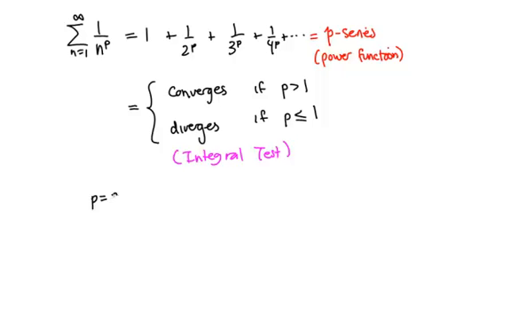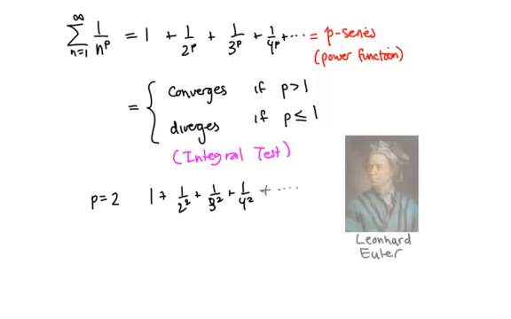When p is equal to 2, that's the sum 1 plus 1 over 2 squared plus 1 over 3 squared plus 1 over 4 squared. I'll get it if you give me enough time. The great mathematician Leonhard Euler, he of the number e fame, actually used a fairly sophisticated Taylor series-esque argument to show that this series converged to pi squared over 6.